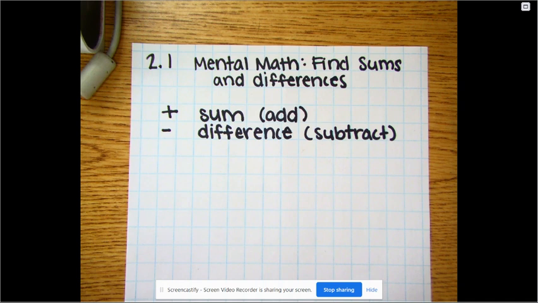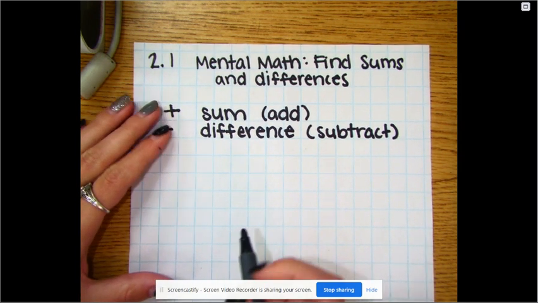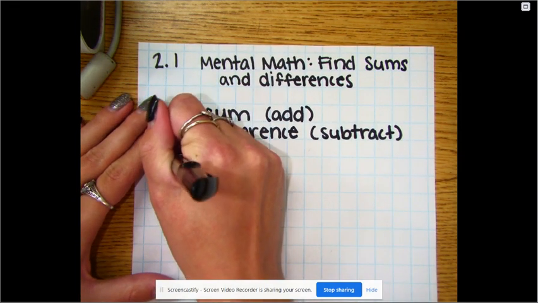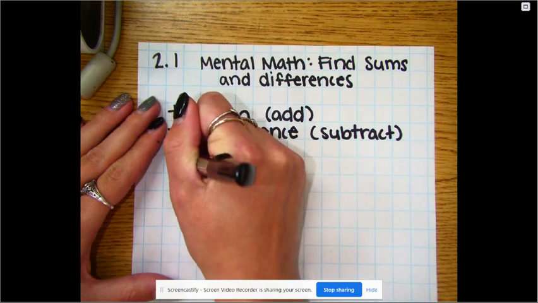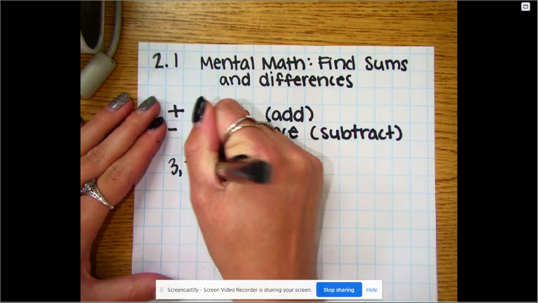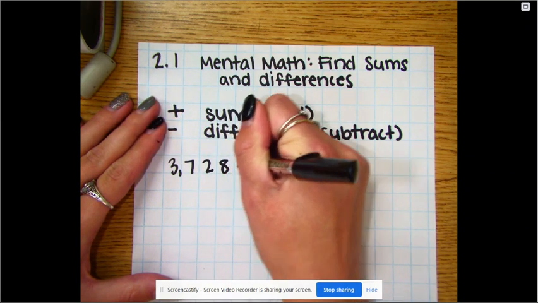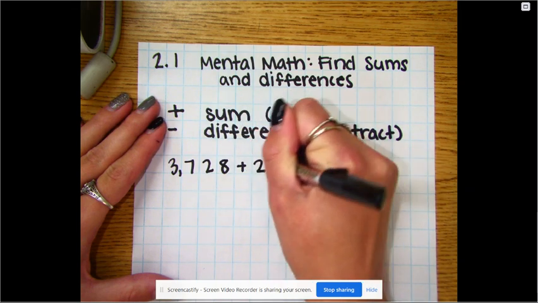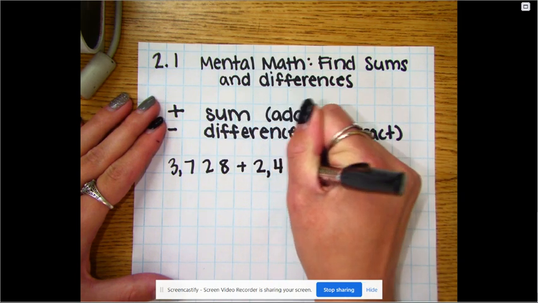We're going to talk about two different strategies. First we're going to talk about the addition strategy, the sum. Second, we will talk about the difference strategy. We want to find 3,728 plus 2,420.